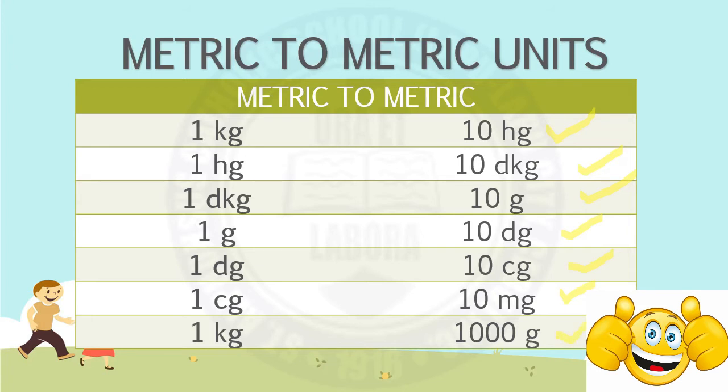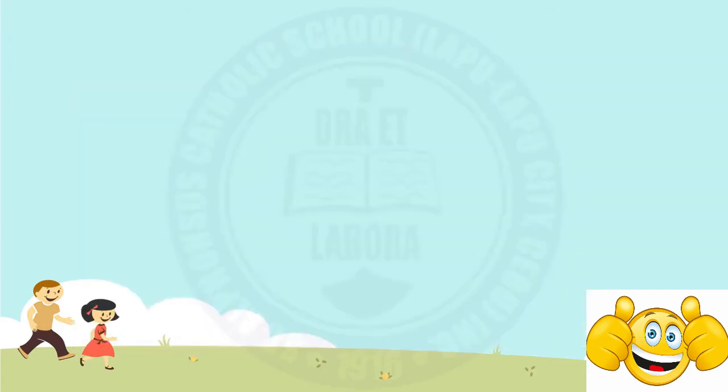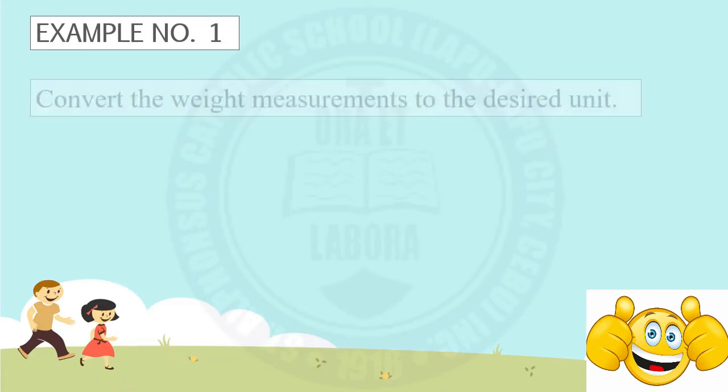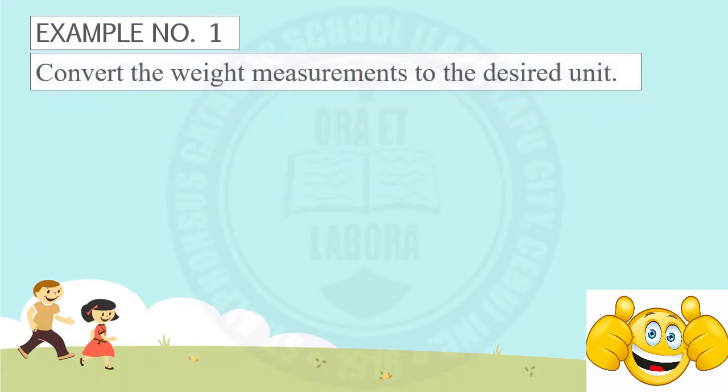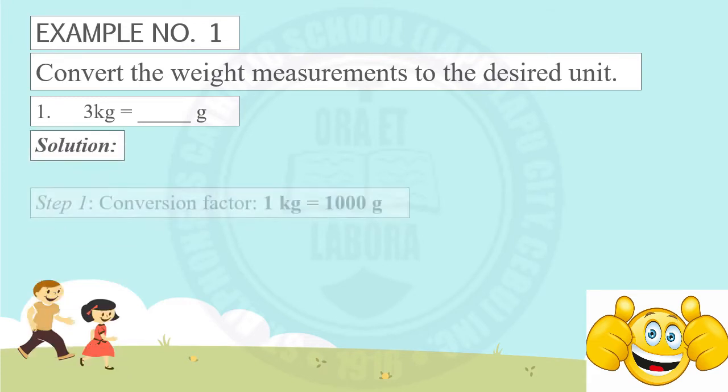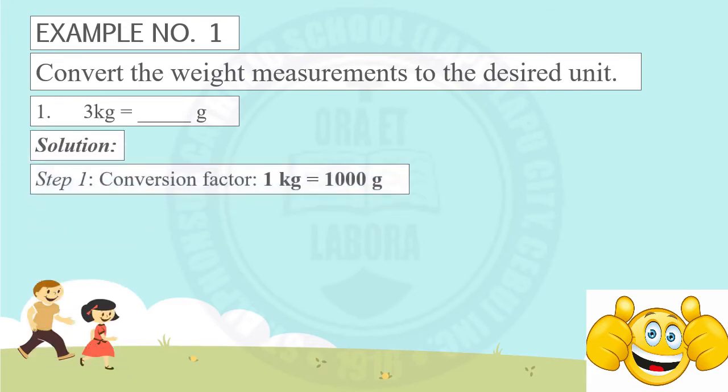Don't forget the conversion of units for metric to metric units of weight. I will give you an example for that. Convert the weight measurements to the desired unit. 3 kilograms is equal to how many grams? Solution. Step 1. 1 kilogram is equal to 1,000 grams. Don't forget that in 1 kilogram there are 1,000 grams.